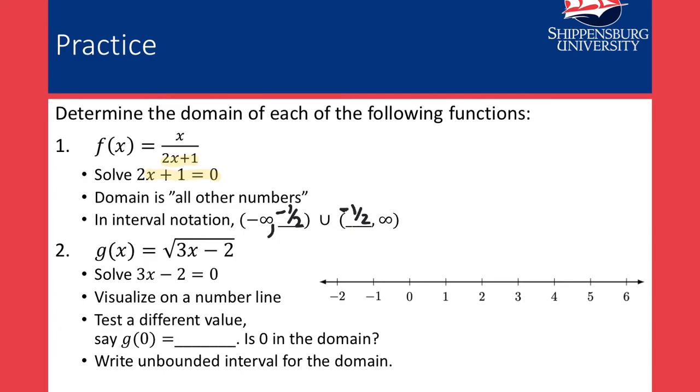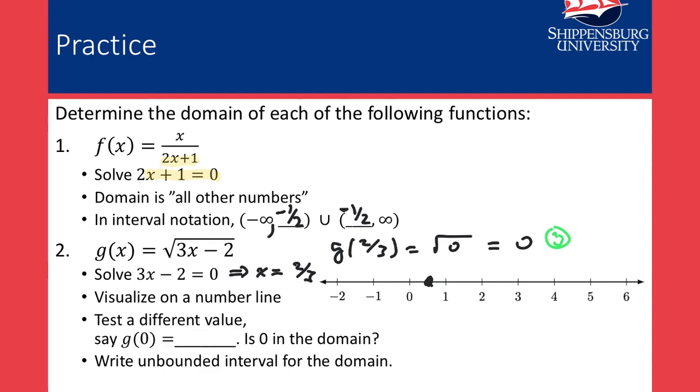Number 2, for g of x, we have the square root stuff, and so I need to know when that stuff under the square root sign is non-negative. So the first thing I do is figure out when it's equal to 0, because that'll be my extreme value. If I solve that equation, it will tell me that the stuff under the square root sign is 0 when x is 2/3. So that's right here, and so that should be okay as a domain element. If you check, g of 2/3 is going to say the square root of 0, and we know the square root of 0 is 0. And so that's fine. That's good.